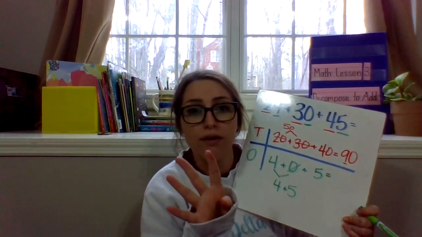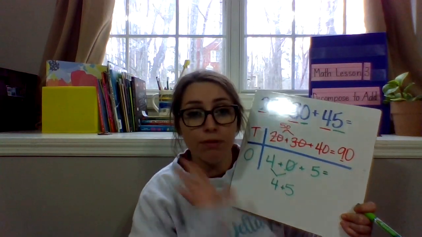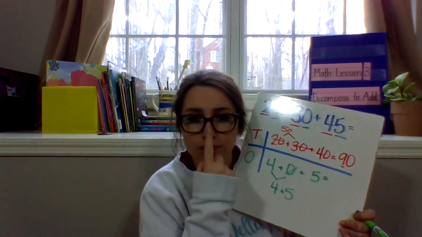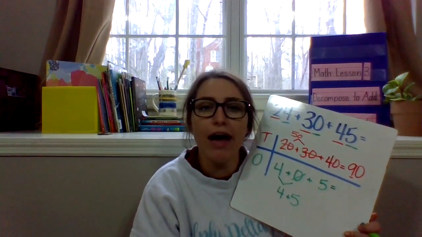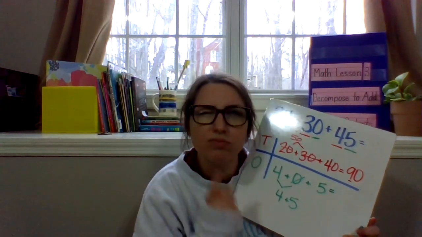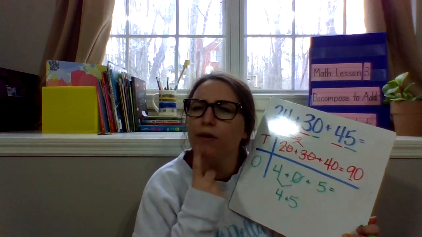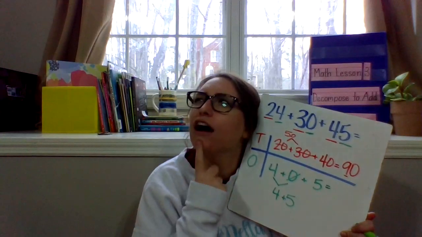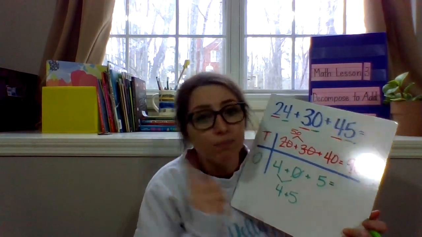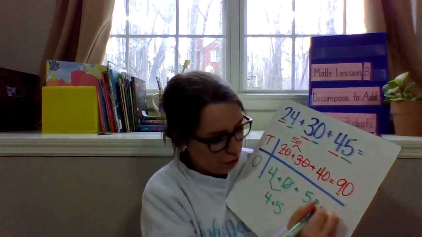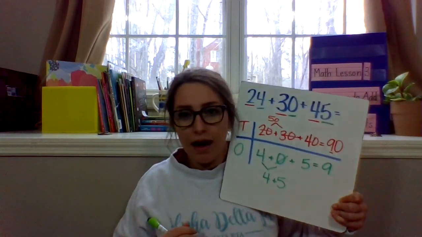So if I have 4, and then I add another group of 5, let me think. Well, I know that 4 plus 4 is 8. And I know that 5 plus 5 is 10. So if 4 plus 4 is 8, and 5 plus 5 is 10, this has to be 9. 4 plus 5 equals 9.